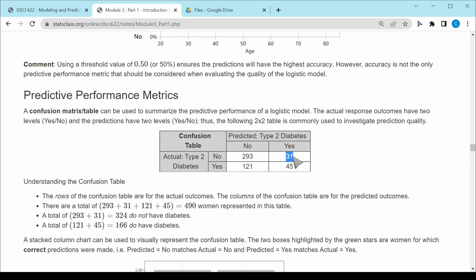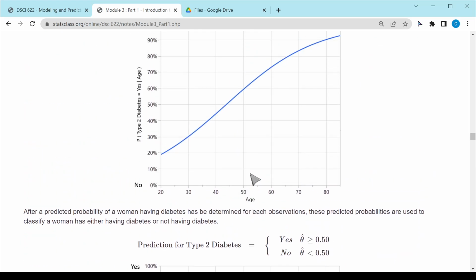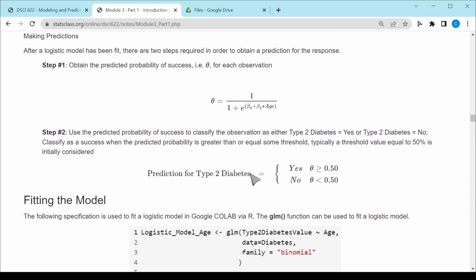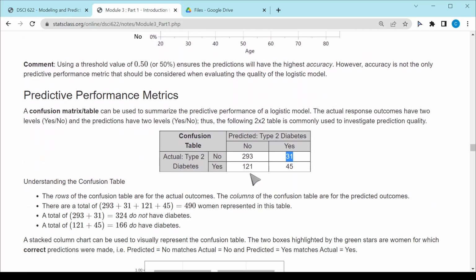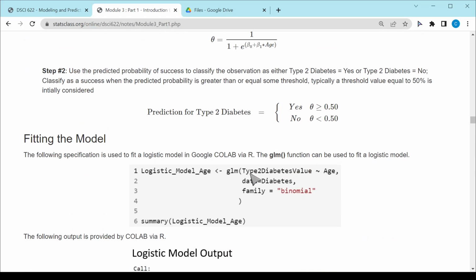Here is another mistake. And these are women who did not have diabetes, but the model said that they did. Okay, let's go back up here and just look at the data a minute, as long as I had that plot. What were these two numbers again? 31 and 121. Okay, let's go back up here a minute.